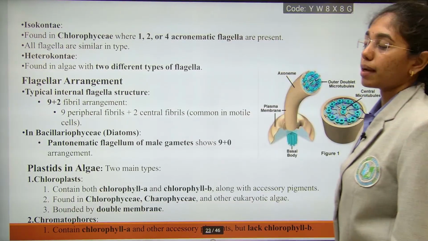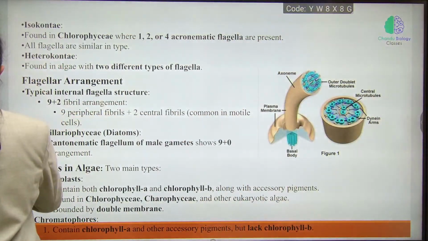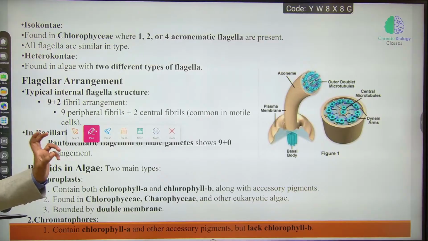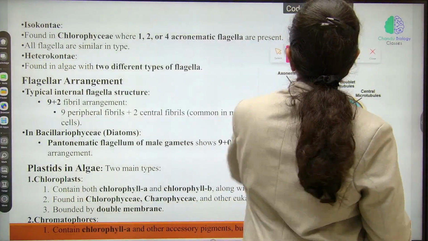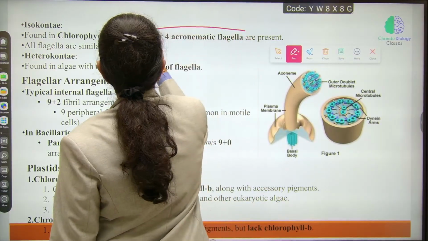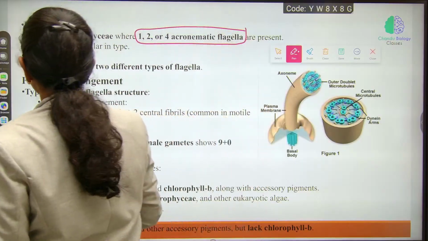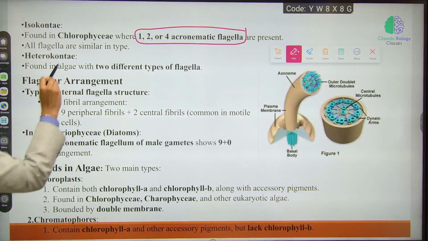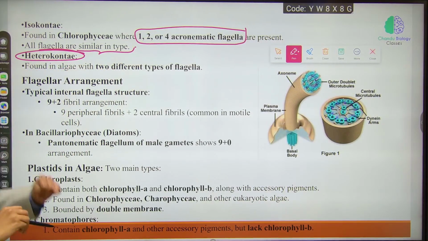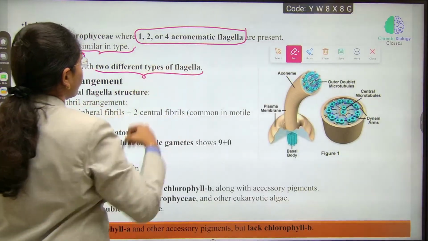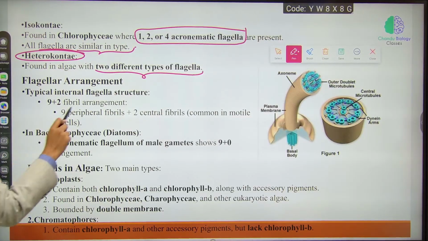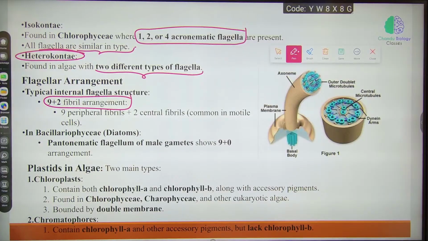Here we go with different types of flagella. Isokont flagella are found in Chlorophyceae, where 1, 2 or 4 acronematic flagella are present. All flagella are of similar type. Next, the heterokont type of flagella. We have two different types of flagella here. The flagellar arrangement will be 9+2 microtubular arrangement only, because these are of eukaryotic cells.